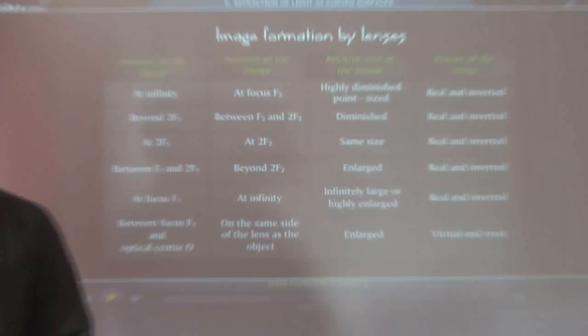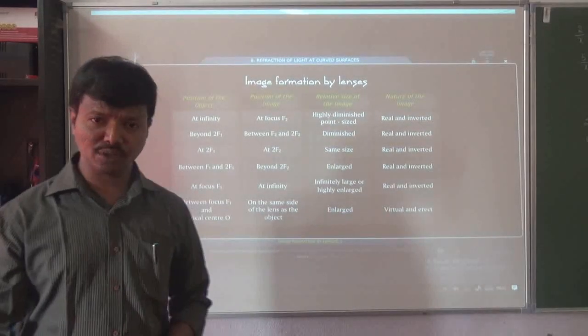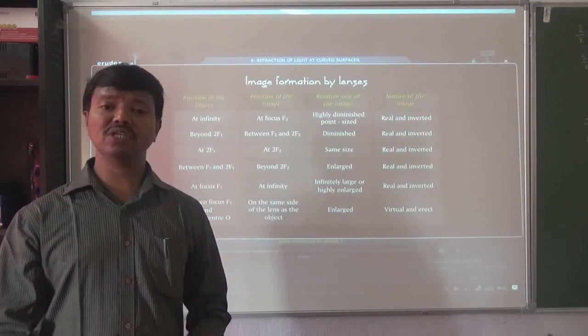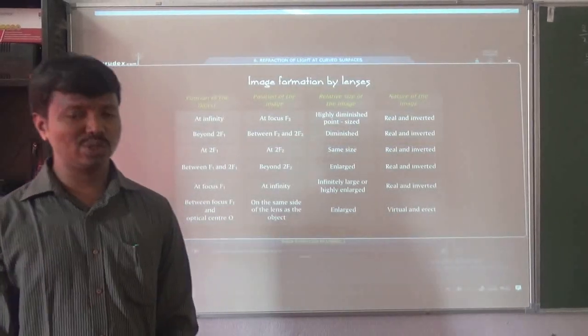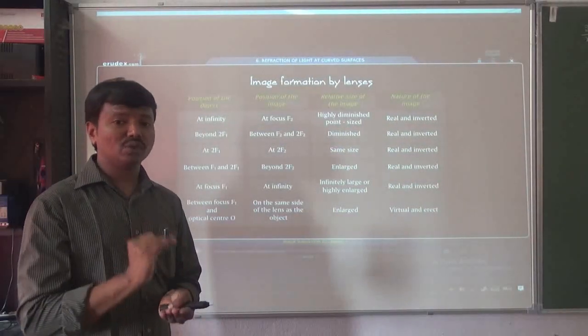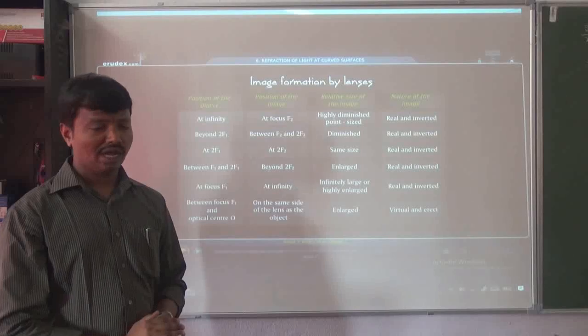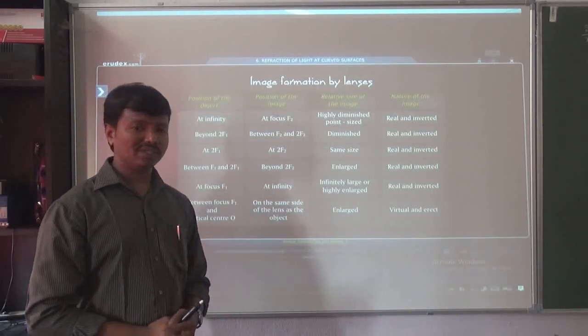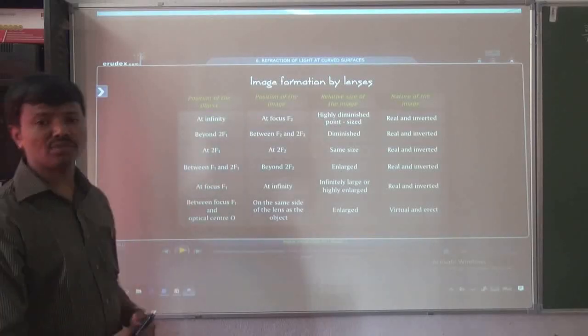Real means the image can be captured on a screen; that is said to be a real image. A virtual image means the image cannot be captured on a screen. Erect means the image looks like the object, in a vertical position, but in the opposite case it is vertically inverted. Different natures of images can be observed at different positions of the object.